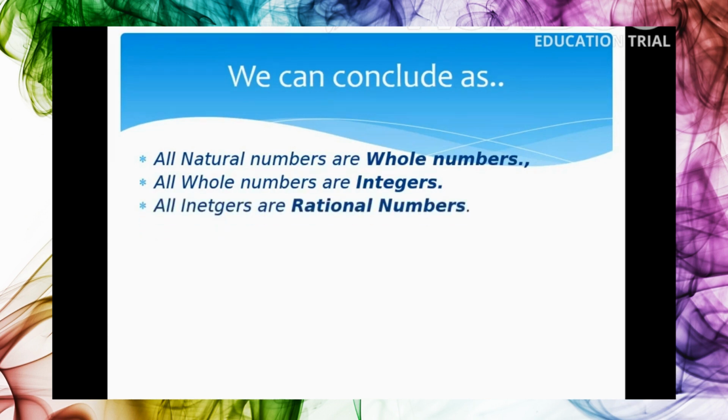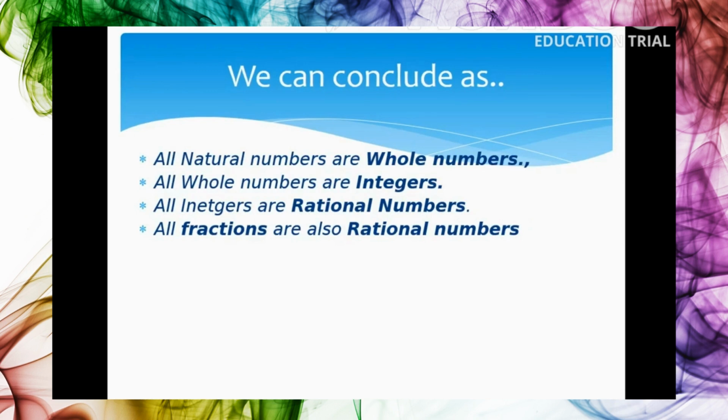Third result, all integers are rational numbers. This is also very clear because all integers can be written in a P by Q form. So all integers are rational numbers. And all fractions are also rational numbers because a fraction is already in P by Q form, or numerator by denominator form. So all fractions also belong to rational numbers and all integers are also rational numbers. But all rational numbers are not fractions.